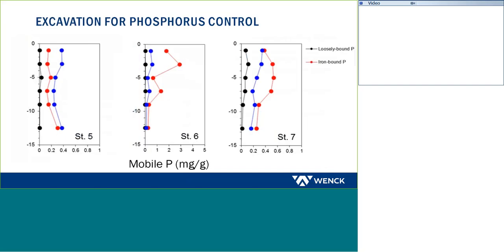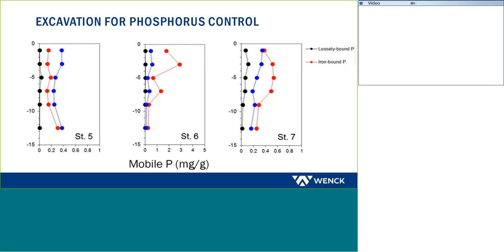I get this question a lot: can we just dig out the phosphorus-laden sediment and get rid of that? These, again, are JP5's phosphorus profiles, and what I'll show you is this is only the top 15 centimeters of data, but if you look at the bottom here, you're still at 0.2 to 0.4 milligrams per gram in phosphorus. For it to really reduce that phosphorus spike, they need to be under 0.1.